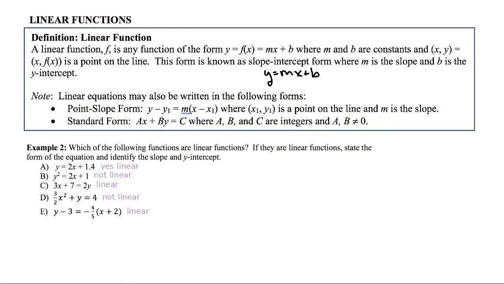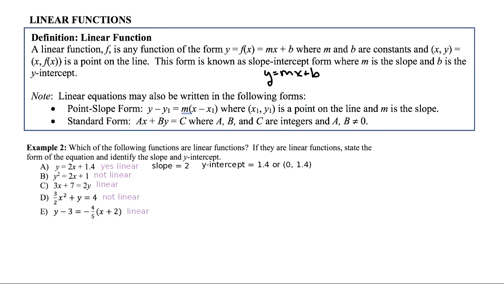So we look at part A here, y equals 2x plus 1.4. Well, what we notice is it is in slope-intercept form. So in this one, the slope is going to be 2, and the y-intercept is going to be 1.4, or we can write it as over 0 up 1.4 as a point with coordinates.